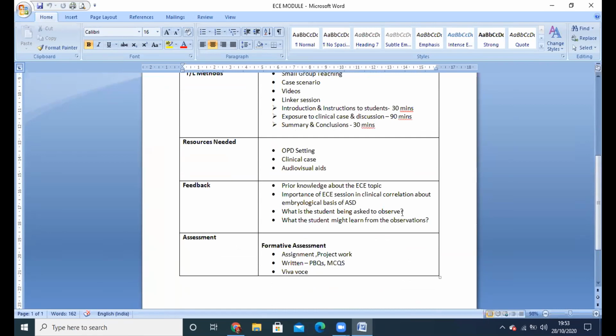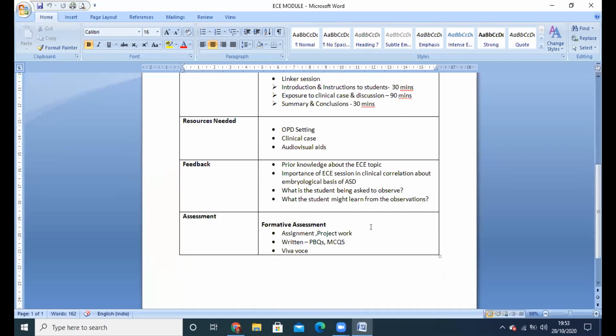The feedback is prior knowledge about the ECE topic, importance of ECE session in clinical correlation about embryological basis of atrial septal defects, what the students are being asked to observe, what the student might learn from the observations. Then the assessment part, it will be a formative assessment. It may be in the form of assignment or project work, written in the form of problem-based questions or MCQs or viva voce. Thank you, ma'am.